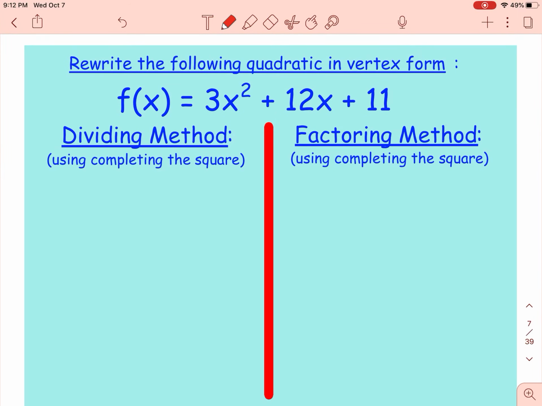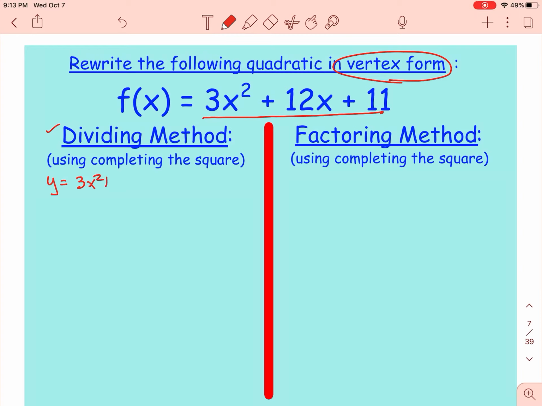Now this might be the hardest part, or the thing that gives kids the most trouble, I guess I should say, is to take a polynomial in standard form and put it in vertex form. Some people like the dividing method the best. I do not. I think you're going to see why I think you'll like the factoring method best. So let's look at the dividing method.